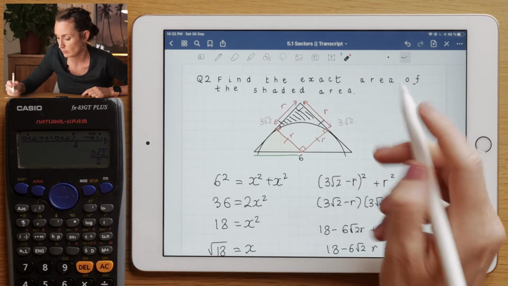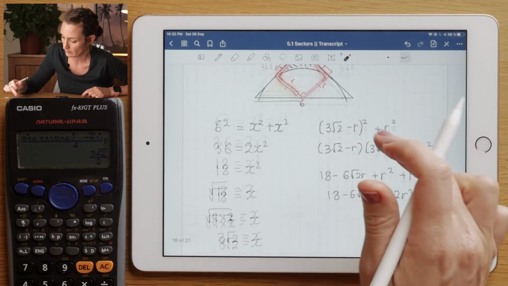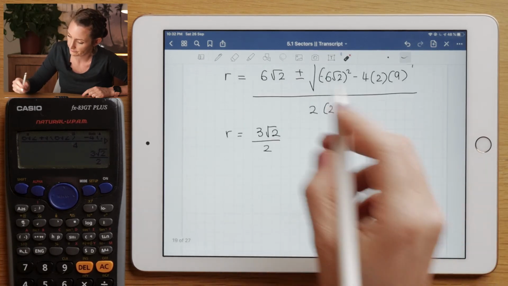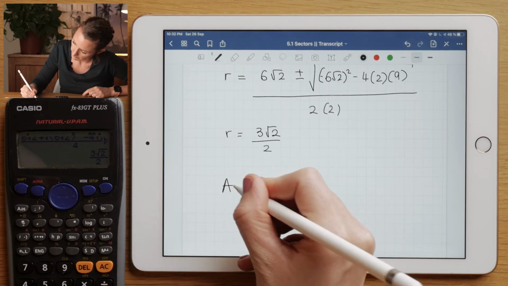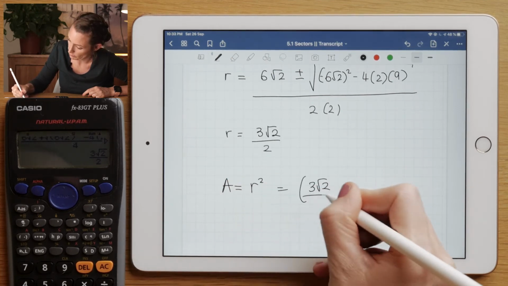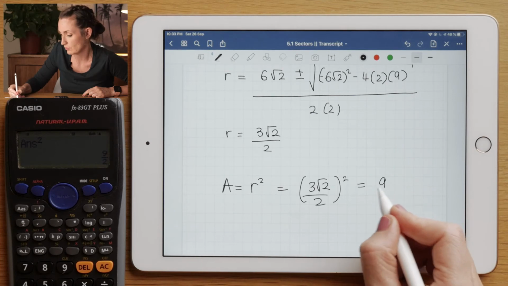Now this question becomes quite easy. All you have to do is calculate the area of the square, which would be r squared, which would be 3 square root 2 over 2, squared, which is 9 over 2.